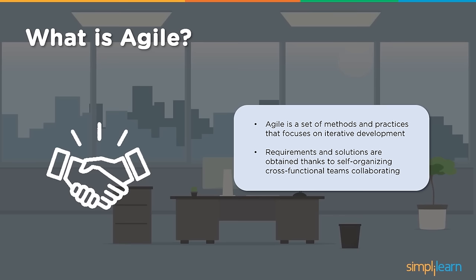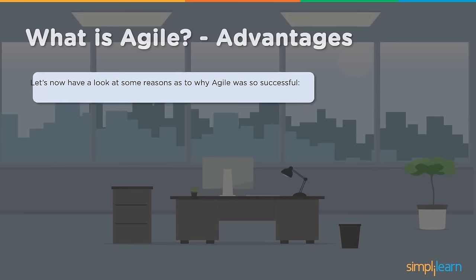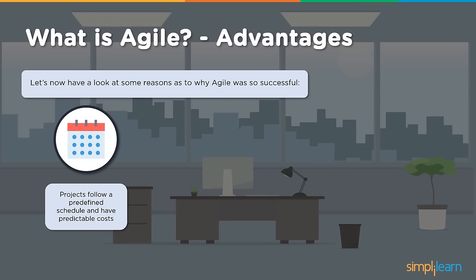Further, let us look at the advantages of using Agile. What does it give to us, how does it help? In organizations that follow Agile methodologies, projects follow a predefined schedule and have a predictable cost. Schedules are seen, but wherever changes are required, wherever directions need to be changed to adapt to the changed scenario, Agile helps us. It gives that flexibility. Clients also have visibility of each phase of the project.